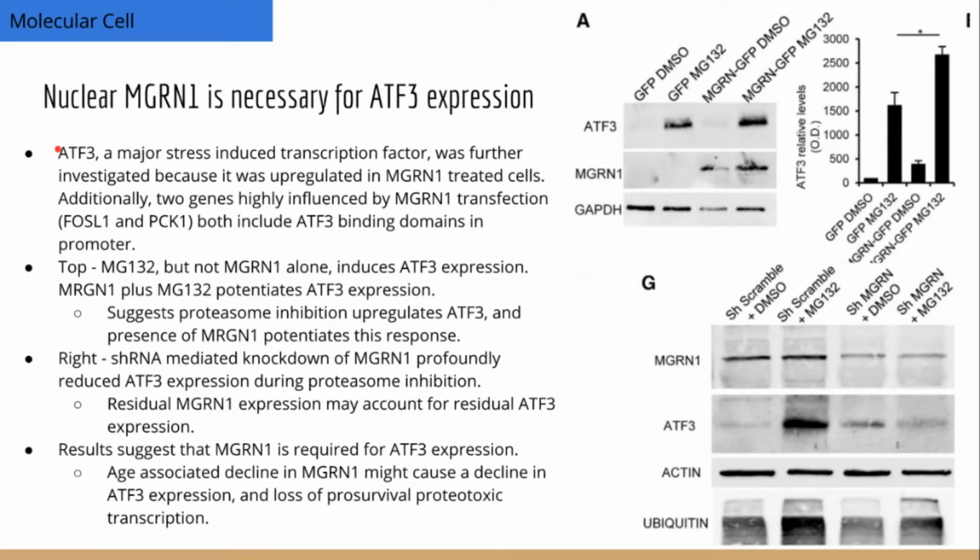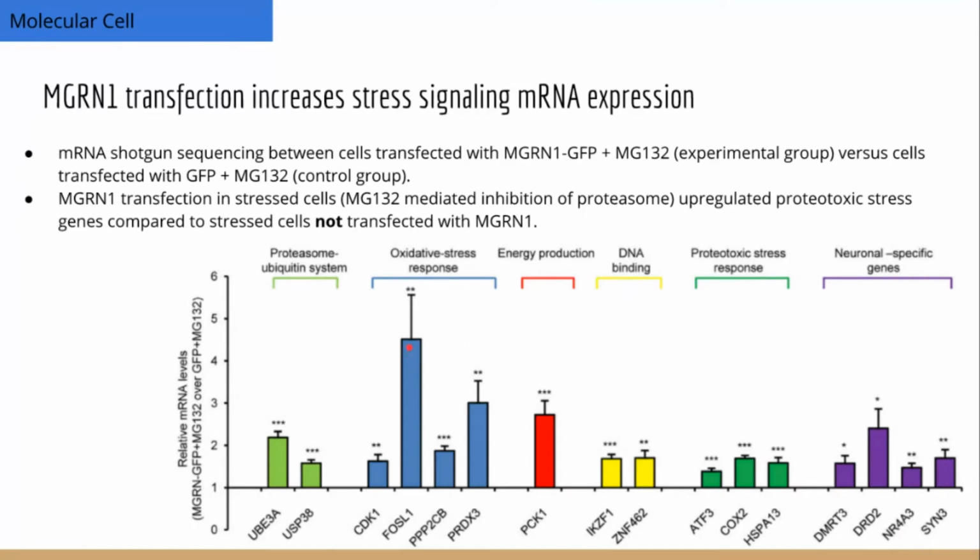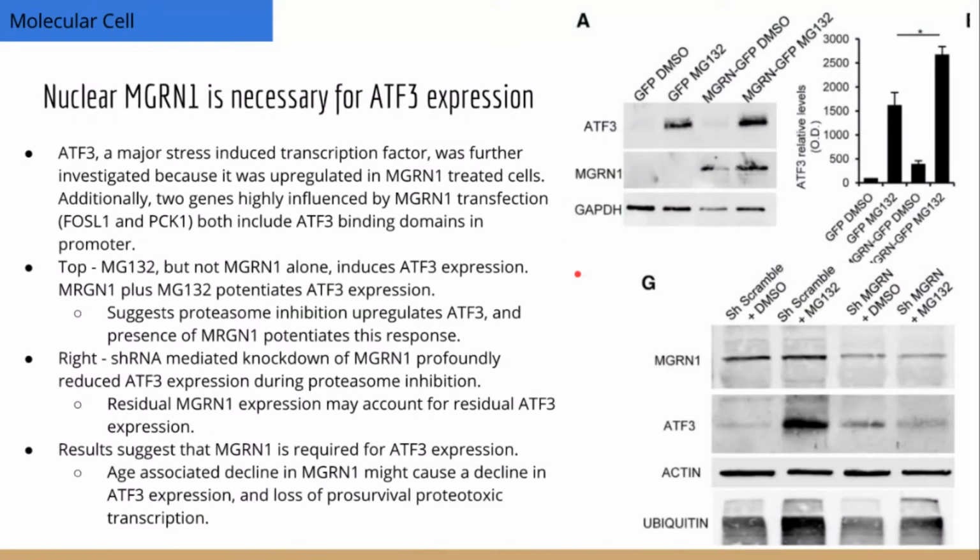ATF3 is a major stress-induced transcription factor that was further investigated because it was upregulated in MGRN1 treated cells, and as we can see right here, these other two genes, FOSL1 right here and PCK1 right here, it just so turns out that these two genes that are highly upregulated have ATF3 binding sites in their promoter. We also see ATF3 is upregulated to a highly significant amount, I should note. So because these two highly upregulated genes, which contain ATF3 binding sites in their promoters, and because ATF3 was upregulated, they decided to look into ATF3 expression.